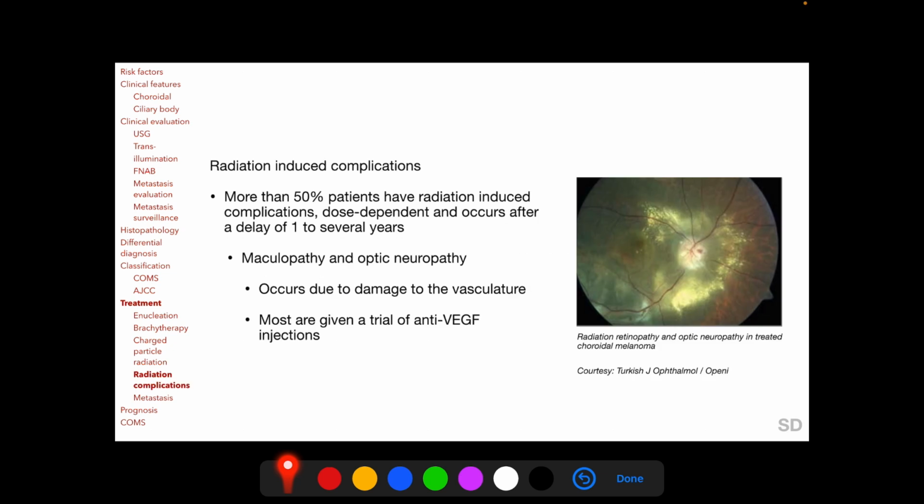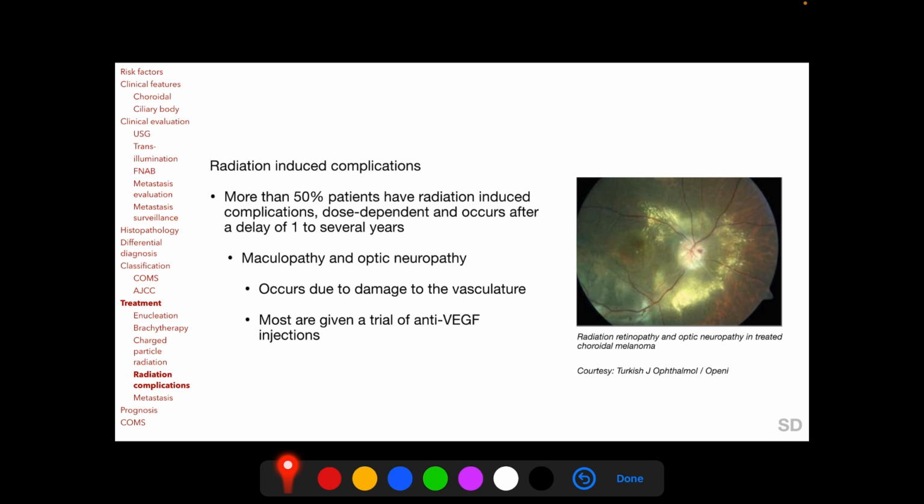More than 50% of patients treated with radiotherapy for choroidal melanoma have radiation-induced complications, and these complications are dose-dependent and occur after a delay of 1 to several years. These complications include maculopathy and optic neuropathy, as shown here in this photograph, and radiation-induced maculopathy and optic neuropathy occur due to damage to the vasculature of the retina and the choroid.